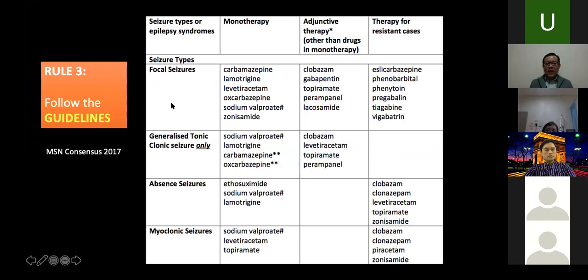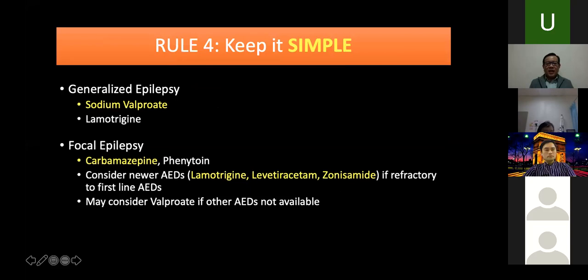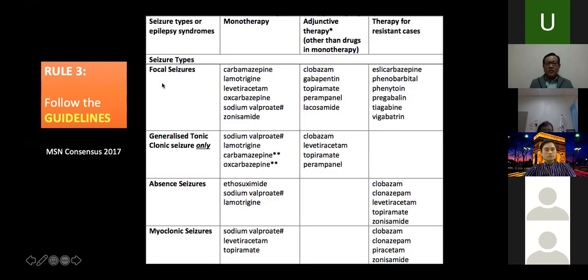Third, follow the guideline. This is the Malaysian Consensus Guideline. As I mentioned, you can download it from our neurology MSN website. In this guideline, you can see that for focal seizure, these are the monotherapy that we have recommended. Let me go through the list again: carbamazepine, lamotrigine, levetiracetam, oxcarbazepine, which is Trileptal, sodium valproate, and zonisamide. For myoclonic seizures, it's still sodium valproate, followed by levetiracetam and topiramate.